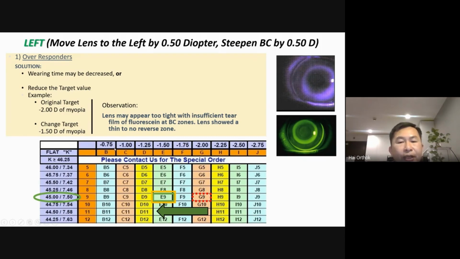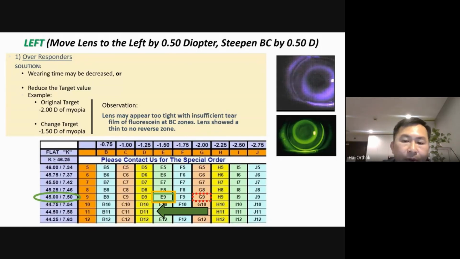For example, if we have a patient come in with -2 diopter and K1 is 45, then we will select the G9 lens as the initial lens for that patient. It might be the final lens too. It depends on whether our selection is correct or incorrect based on the morphology of the astigmatism of the patient's eye.